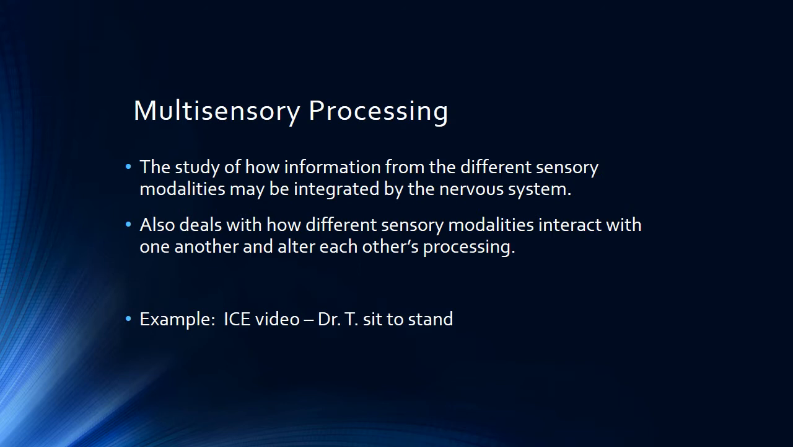There's a theory or concept about multisensory processing. This is looking at how information from the different sensory modalities is interpreted by the nervous system. It also deals with how different sensory modalities interact with one another and alter each other's processing. So this is the recognition that while we can learn about each of those 8 sensory systems independently, they really don't function independently. They're very much happening at the same time and influencing each other.